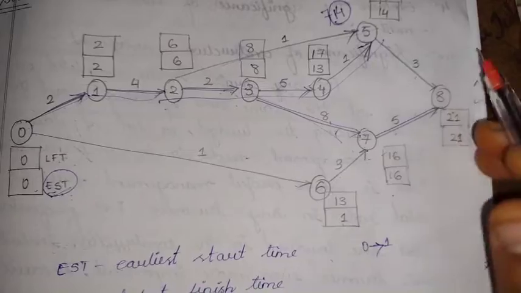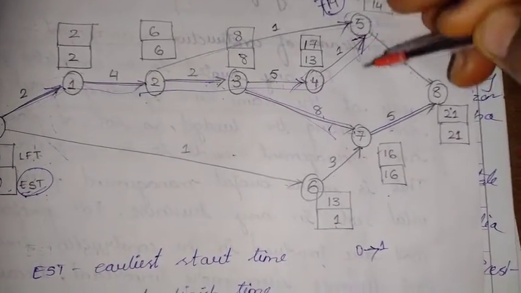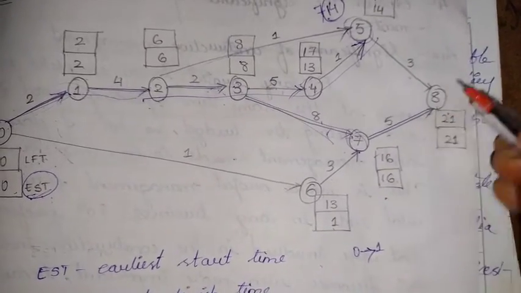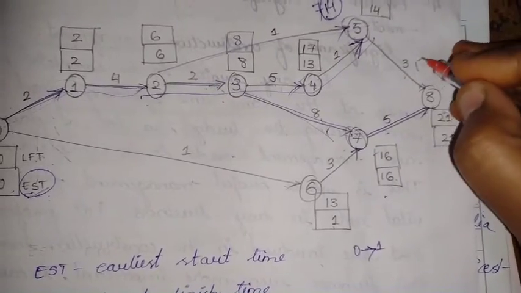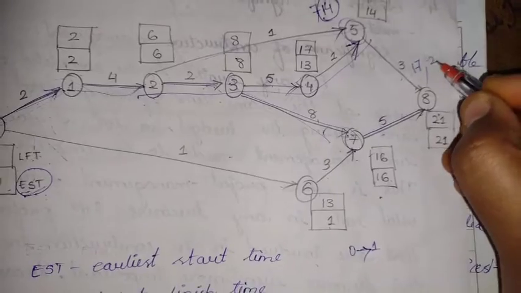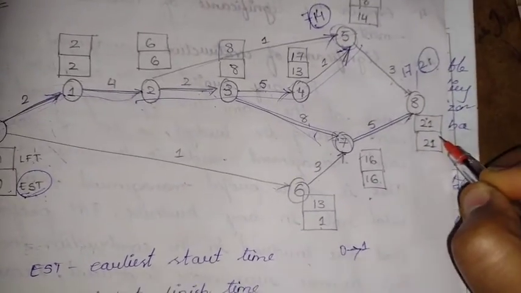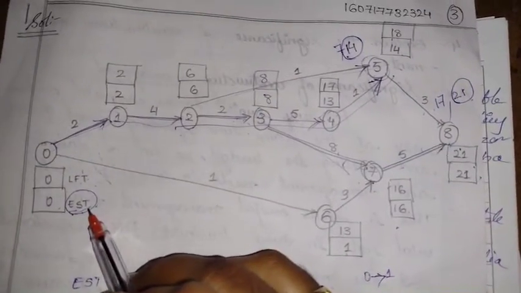We can go from node 5 or node 7. From node 7 it is 16 plus 5. From node 5 it is 14 plus 3. 14 plus 3 would be 17, and 16 plus 5 would be 21. So 21 would be the maximum value, so take that value. So this is how we'll get the ESTs.